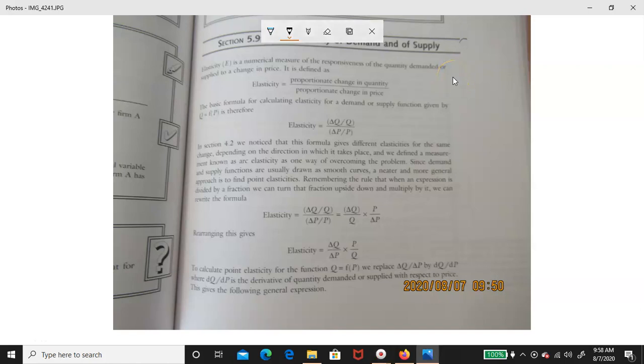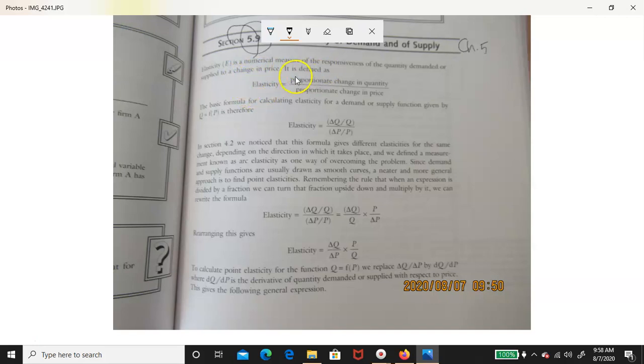Hello students, welcome. This is one of the videos on chapter 5, and this is for section 5.9. In here we will define elasticity and learn about the calculus behind this elasticity concept.